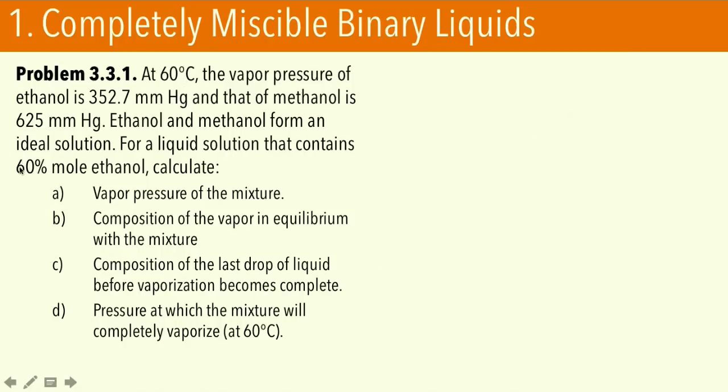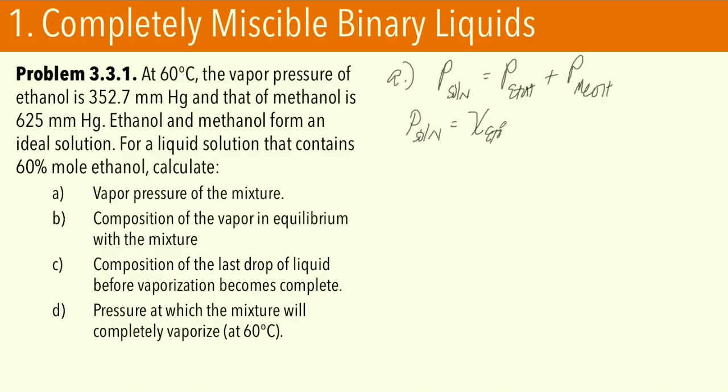Let's move on to a fresh slide. Overall, we know from Dalton's law that P solution is equal to the vapor pressure of ethanol plus the vapor pressure of methanol in the solution. Expanding this using Raoult's law, P solution is equal to the mole fraction of ethanol times its pure vapor pressure, plus the mole fraction of methanol times its pure vapor pressure. We're given just the mole percent of ethanol, but we can easily calculate the mole fraction of methanol, based on the principle that the mole fractions add together to equal 1.